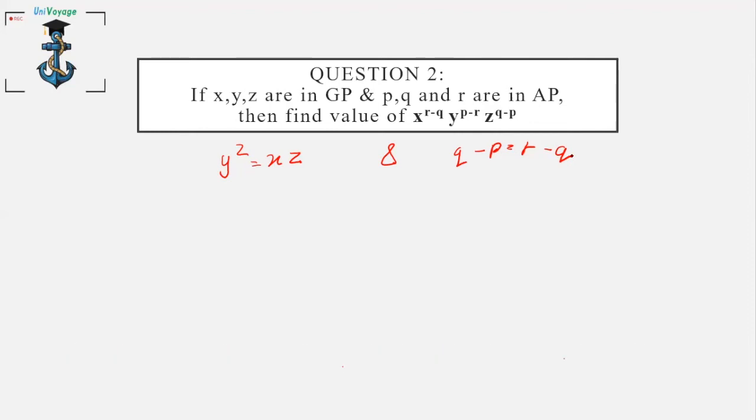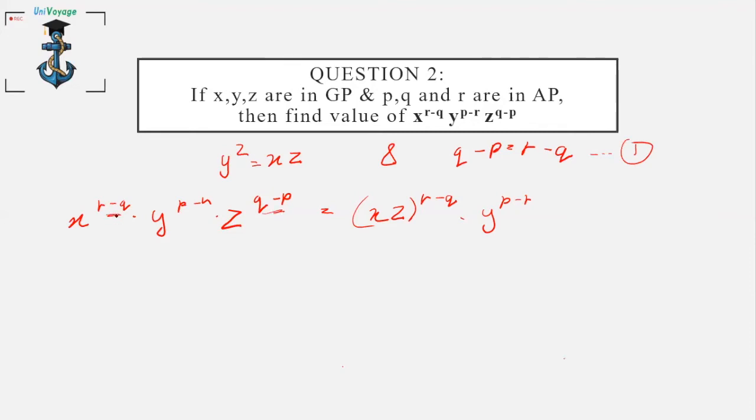So let's break down this question here. X raised to R minus Q into Y raised to P minus R into Z raised to Q minus P. We can write this as XZ raised to R minus Q into Y raised to P minus R, and this is from equation 1, because Q minus P is the same as R minus Q, so we can combine X and Z, right? This is from equation 1.